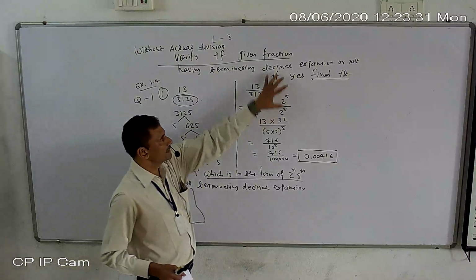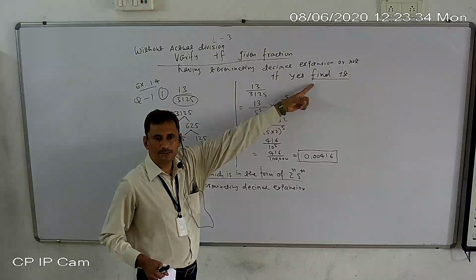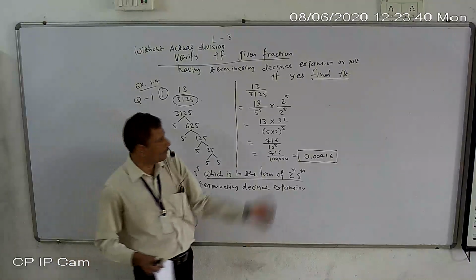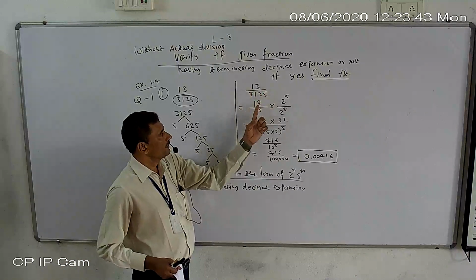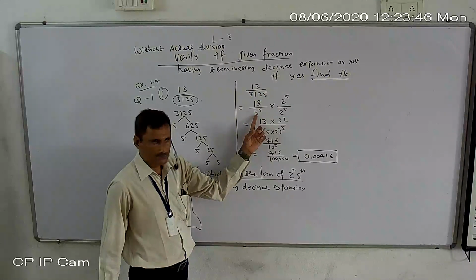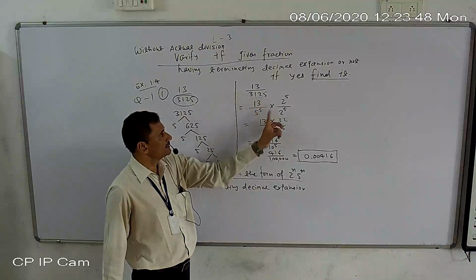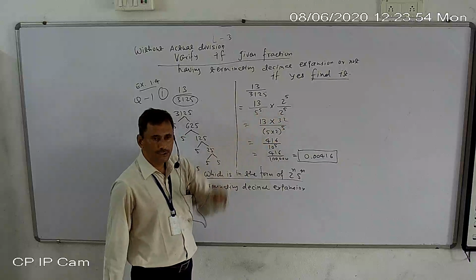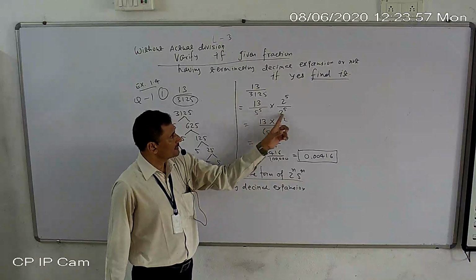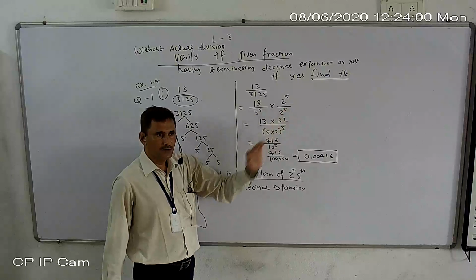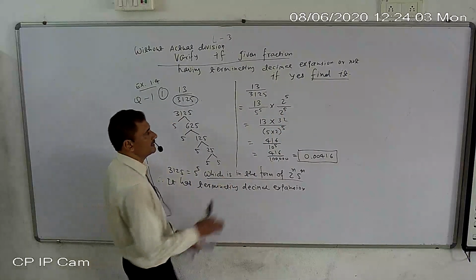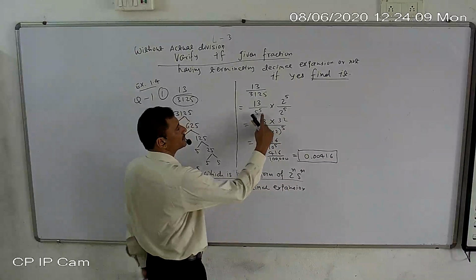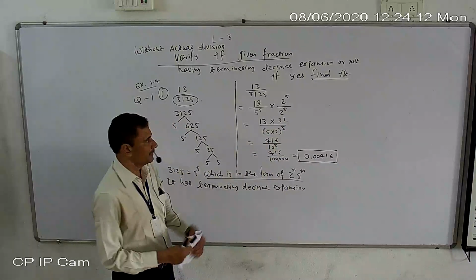Now the second part: how to find the terminating decimal expansion, meaning how to convert this fraction into decimal form. First of all, write the denominator's exponential form. So I have written the exponential form here. After writing this, try to equalize the degree of 5 and 2. The number having the lesser degree should be multiplied by the missing degree. Here you can see 5 has degree 5, and 2 has no degree, meaning 0 degree. So 2 must also have degree 5 here. So we multiply by that number.